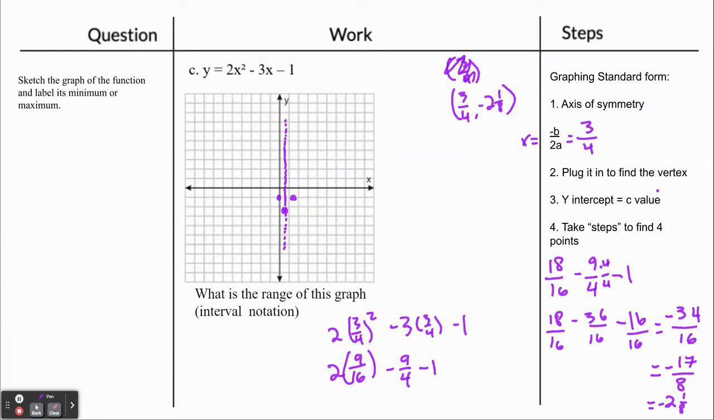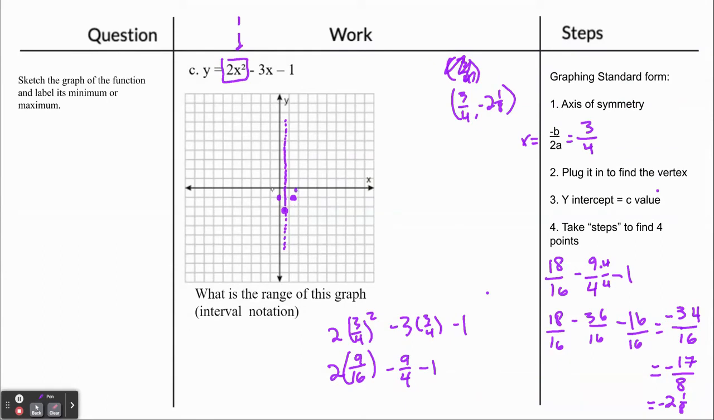The other thing to think about here is if we want to take steps to find those points, what we can do is we can plug the number of steps that we want into here. So if I want to move one spot to the left and to the right, I'm going to plug it into this. So one spot, 1 squared is 1 times 2. So if I go 1 over from 3/4, I'm going to go up 2. And again, that goes up to negative 1/8.